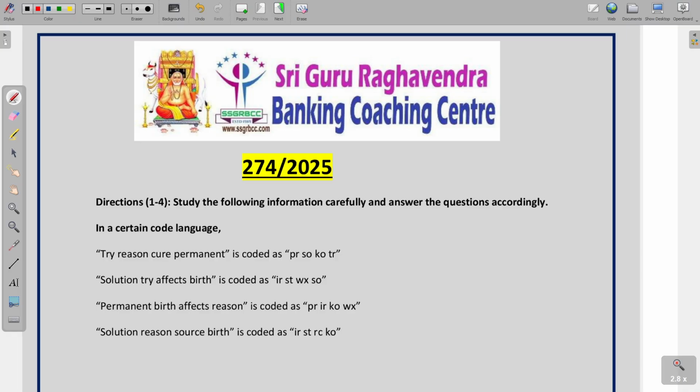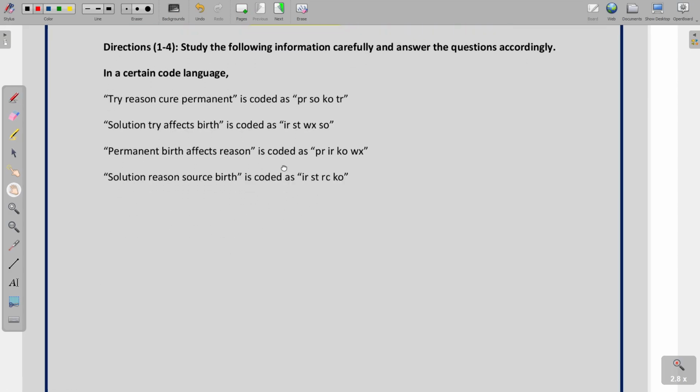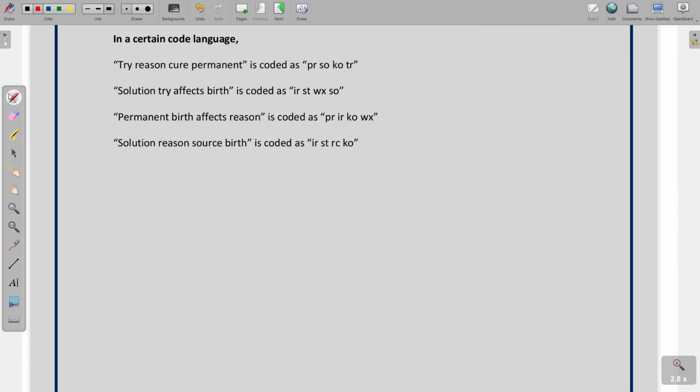I am Sampath. So in this class we will discuss paper number 274, the reasoning paper, starting from directions 1 to 4. See the first one, coding and decoding we have: try, reason, cure, permanent, solution, try, effects and birth, permanent, birth, effects and reason, solution, reason, source and birth. So first of all, see reason.